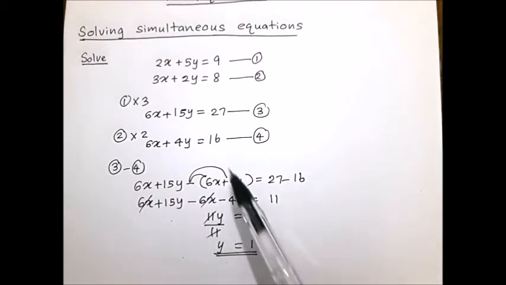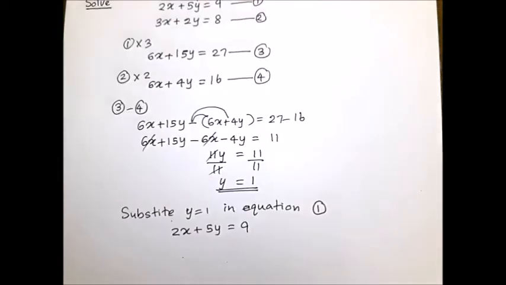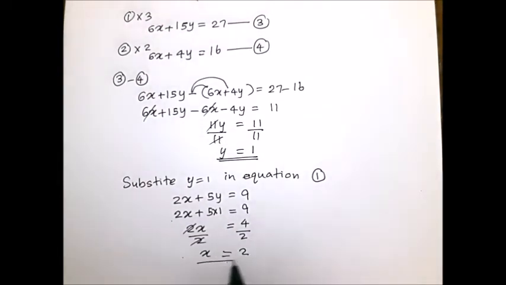Now to find the value of x, substitute this value in equation 1 or 2. I am going to substitute value of y in equation 1. 2x plus 5y. 5 multiplied by 1, 5. Then subtract 5 from right hand side. It is equal 4. Divide both sides by 2. x equal 2. y equal 1 and x equal 2 are the answers of these two simultaneous equations.